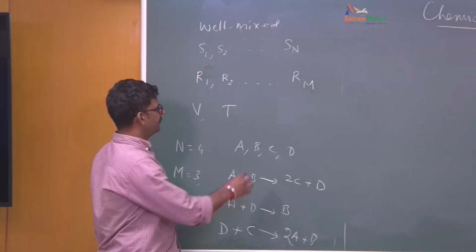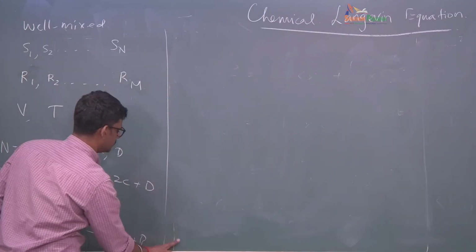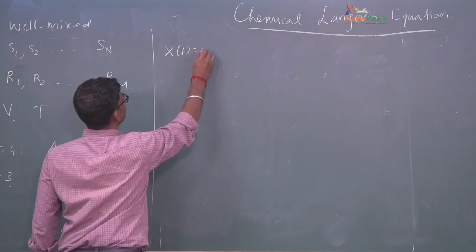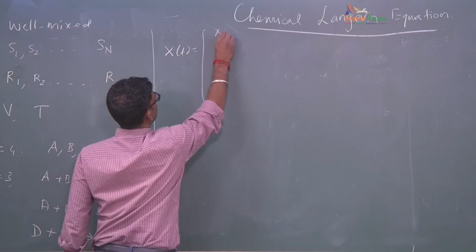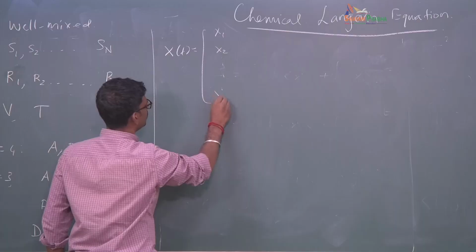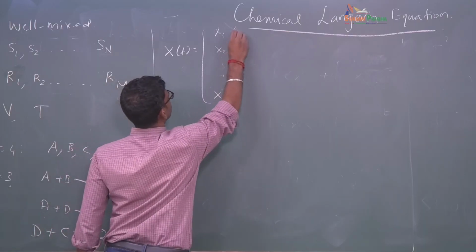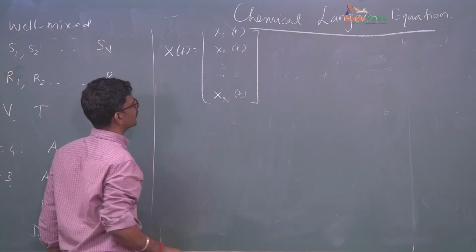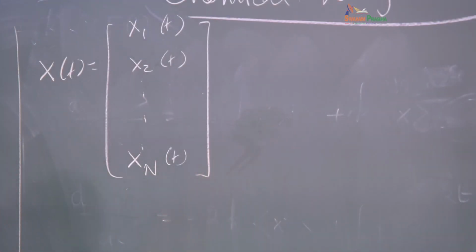So then what we have is we would like to define X at time t as a random variable, which will have x1, x2, all the way up to xn. We call this the state variable.